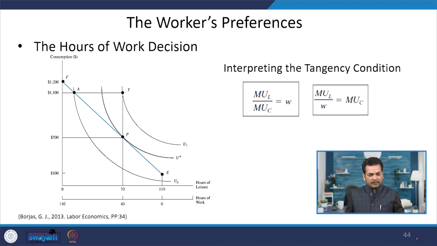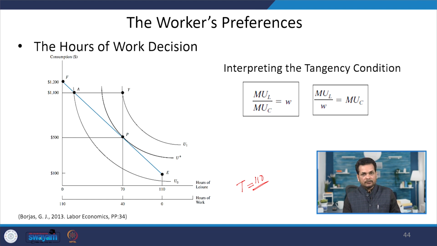So, let us try to understand when we superimpose this budget constraint on the level of utilities which are available to the individual worker. Let us say that the total number of hours T available to the worker in a particular week is 110 hours, excluding the sleeping hours. So, 110 is the non-sleeping hours per week available to the individual.